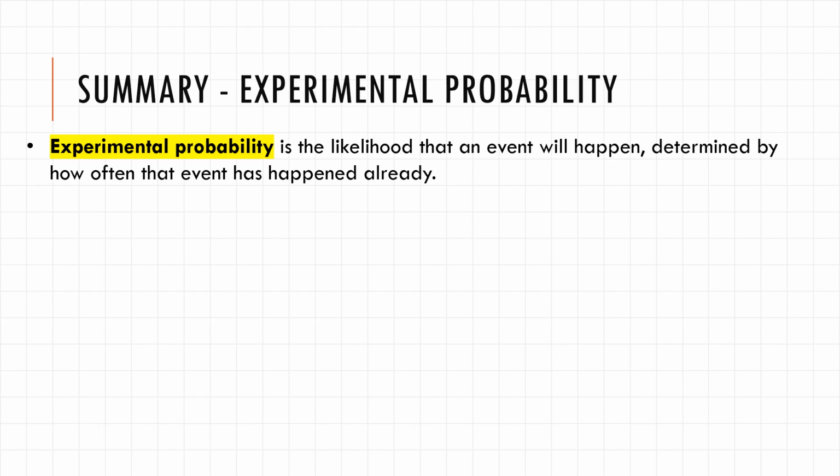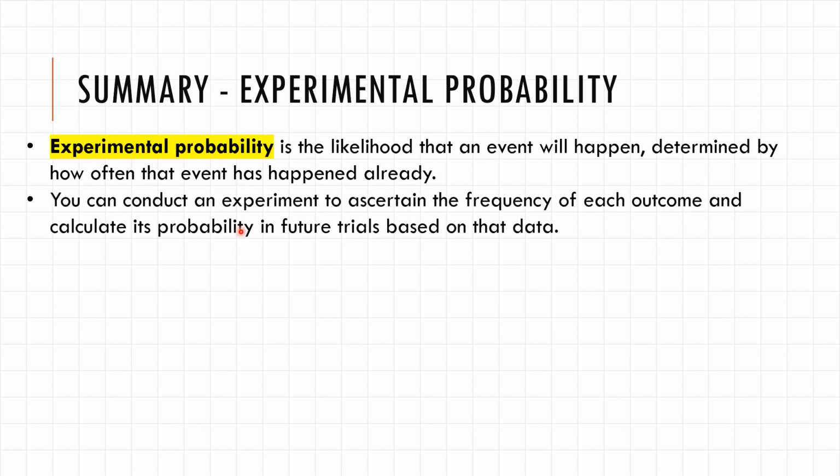From then, we moved on to actually doing probability experiments. Experimental probability is the likelihood that an event will happen, and that's the same thing as theoretical probability, you might say. But the difference is the way it's determined. Theoretical probability is determined by examining all the outcomes, but experimental probability is determined by how often that event has already happened in your experiment. So you can conduct that experiment to find out what is the frequency of each outcome, and then use that to calculate the probability of future trials based on that data.